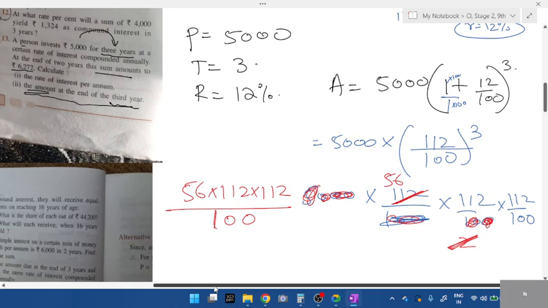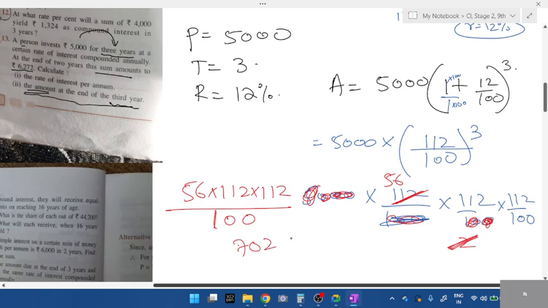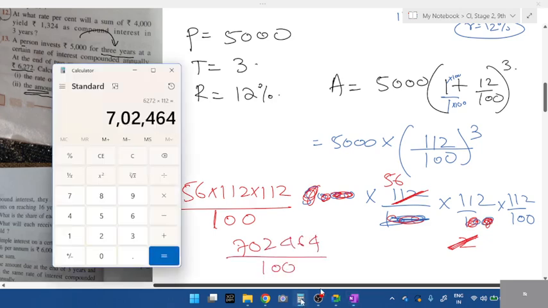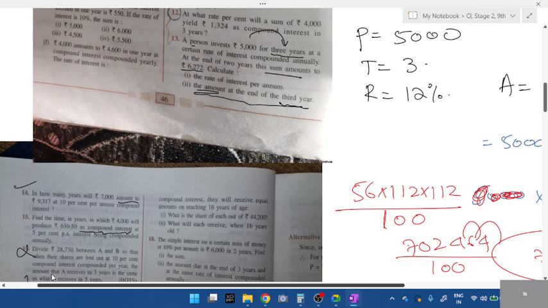What's the answer, students? Okay, 56 into 112 into 112. What did you all get? 702464 divided by 100. If there are two zeros, how many positions do you have to move? Two positions, right? 7024.64 is the answer. Can you just check the answer for the 13th one, if you have the textbook with you?